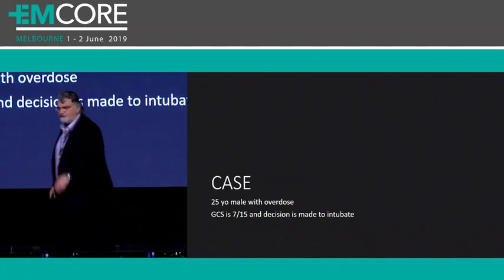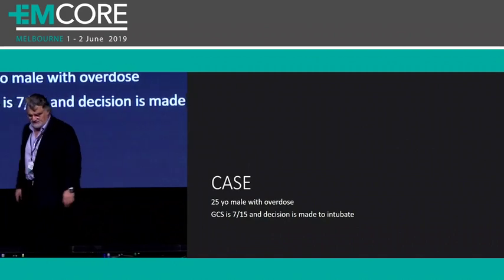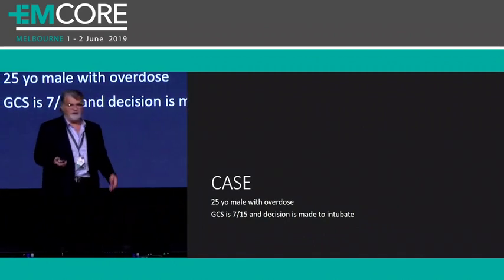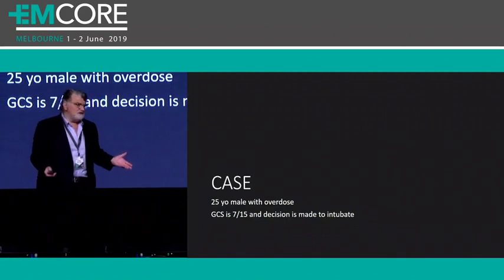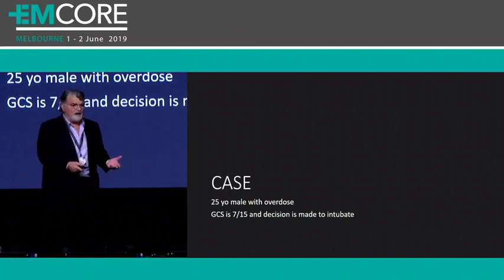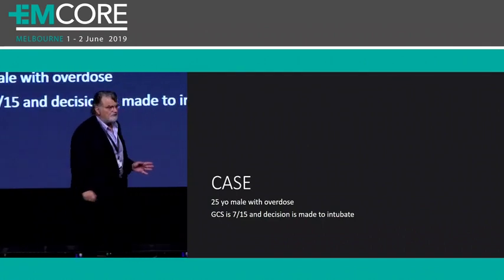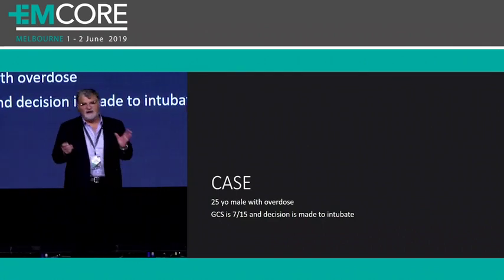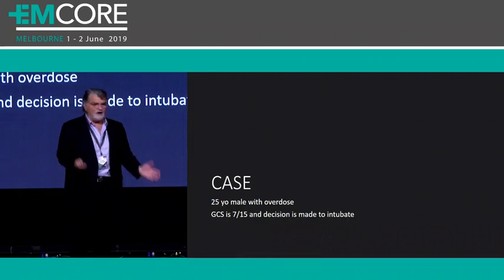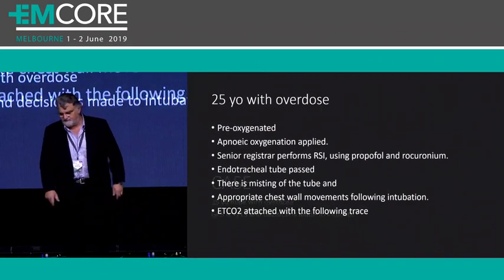So this is a 25-year-old who comes with an overdose, GCS is 7 out of 15. He's taken something, I don't know what he's taken. GCS is 7 out of 15. What's a better marker, gag reflex or Glasgow coma? Of course, Glasgow coma. Let's stop shoving things down people's throats to test for a gag reflex. So anything less than a 9 is a coma. Let's intubate. So we decide to intubate.